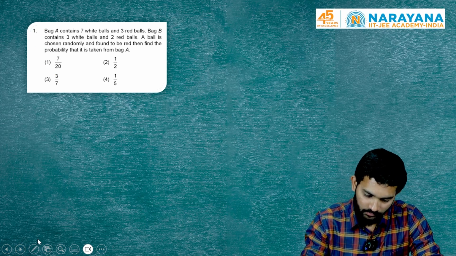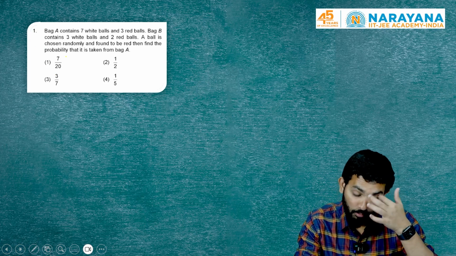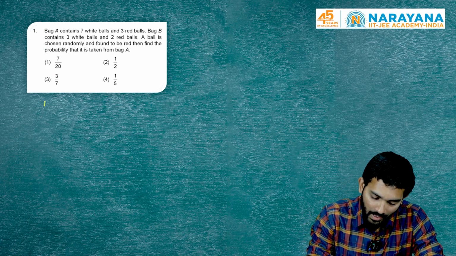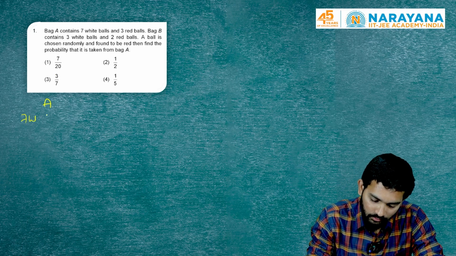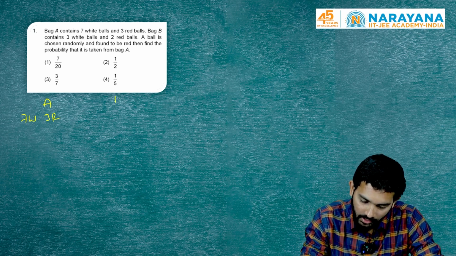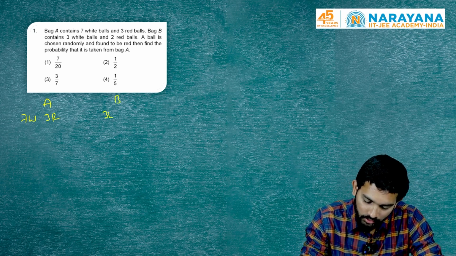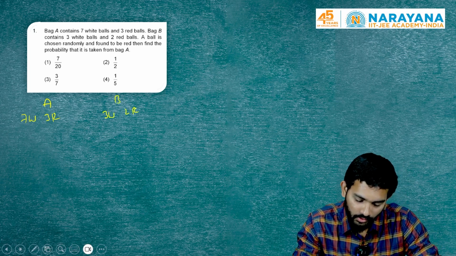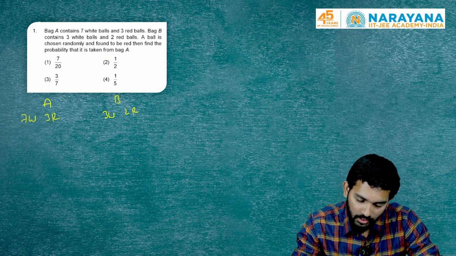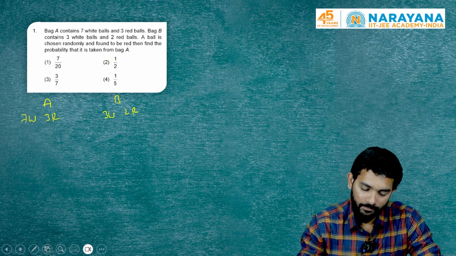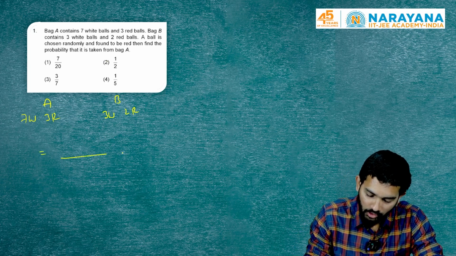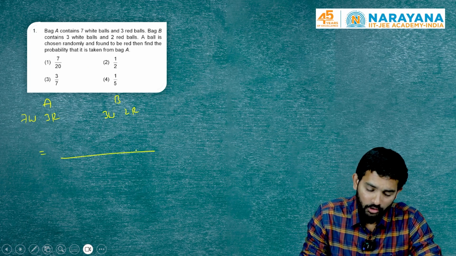So the first question is based on probability. Bag A contains 7 white balls and 3 red balls. Bag B contains 3 white balls and 2 red balls. A ball is chosen randomly and found to be red, then find the probability that it is taken from bag A. So first let us write the total probability of getting a red ball.